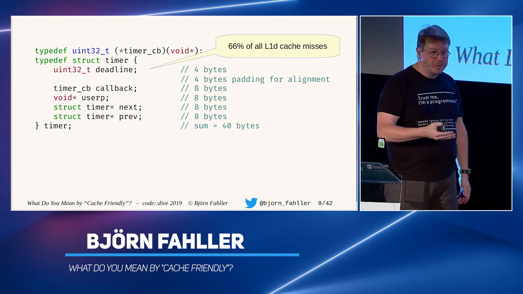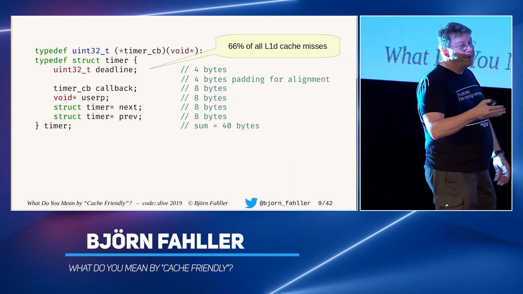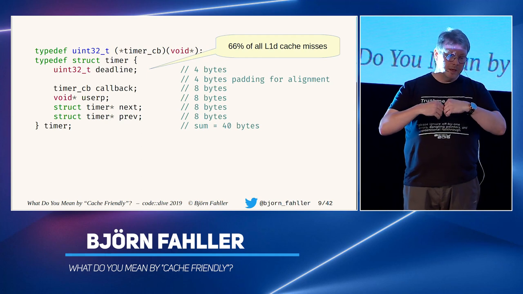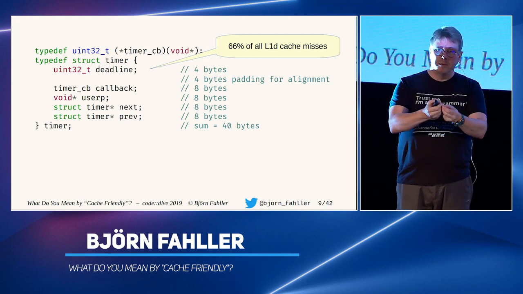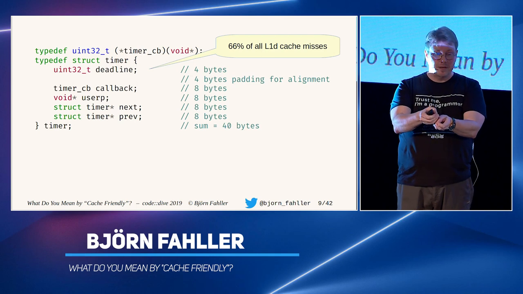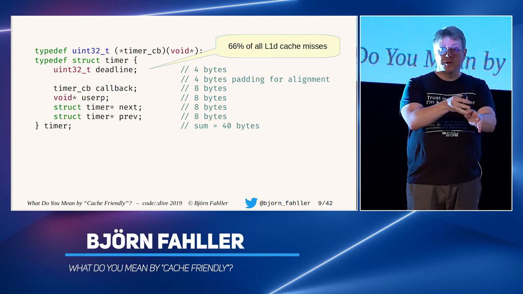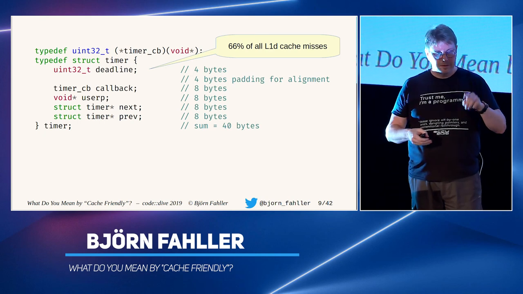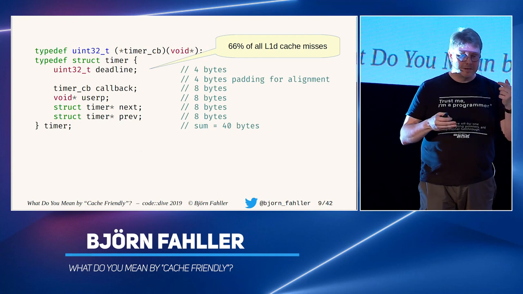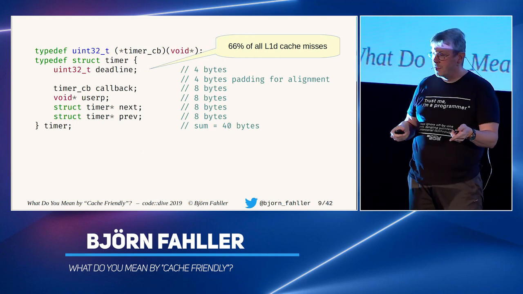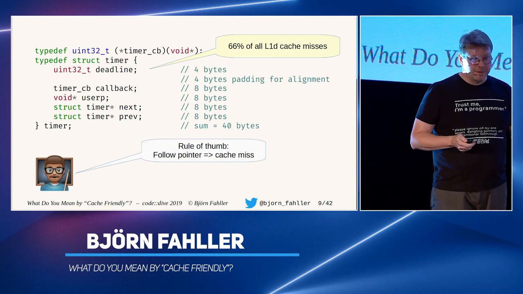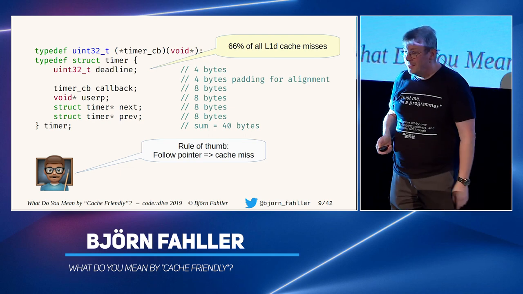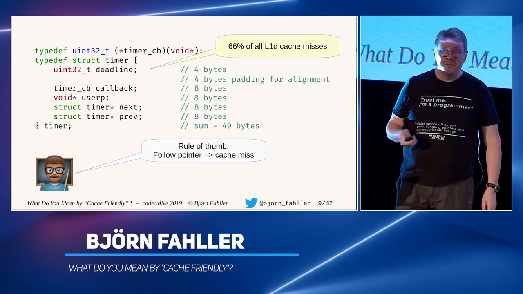And we saw that we had 66% cache misses on reading deadline. And this is maybe not very surprising. Every time we get to a timer by following a pointer, we can assume pretty much that this struct is not in hot cache. So it's a cache miss. And since this is the first thing we read and we make decisions based on it, it's pretty much guaranteed to be a cache miss. So here's a rule of thumb. When you follow pointers, assume it's a cache miss. Just assume that following a pointer is a cache miss. Unless you have very specific information to the contrary.